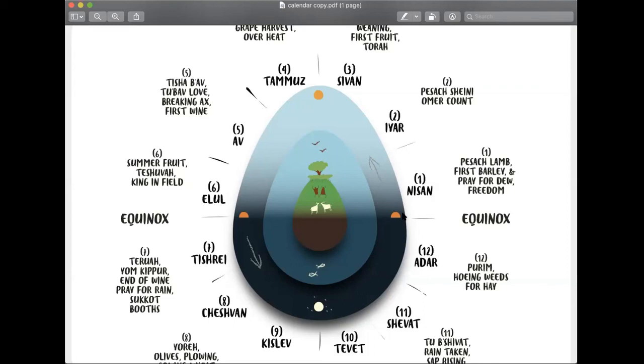Are you saying it's surprising that it's solar? Yeah, that the calendar they used is based around the sun. Yeah, that's interesting.